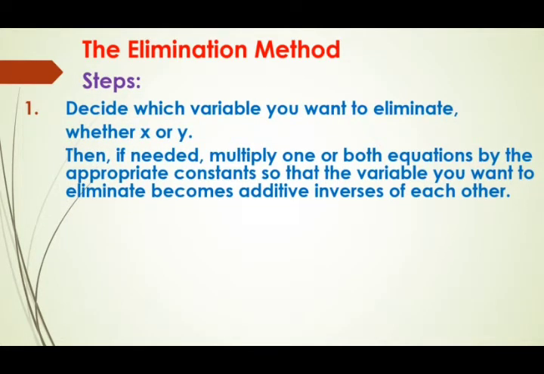There are 4 steps on how to solve a system of linear equations in two variables using elimination method. Step number 1. Decide which variable you want to eliminate first, whether x or y. Then, if needed, multiply one or both equations by the appropriate constants so that the variable you want to eliminate becomes additive inverses of each other.